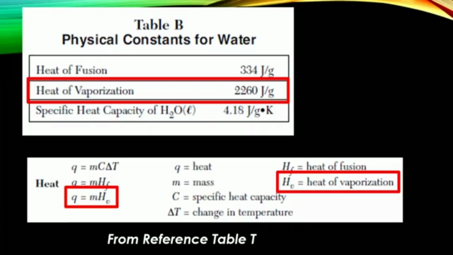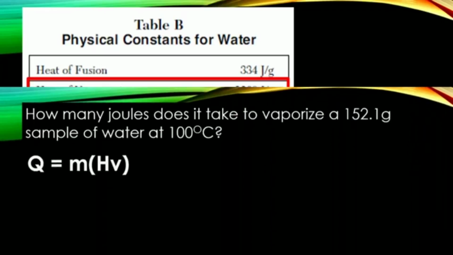So when solving problems where the temperature again is not changing, but we are changing a phase between a liquid and a gas, we are going to have to use the heat equation with the heat of vaporization. Remember, the heat of vaporization for water is on reference table B. If the substance is not water, you'll have to be given it in the question, as the heat of vaporization is different for every substance.